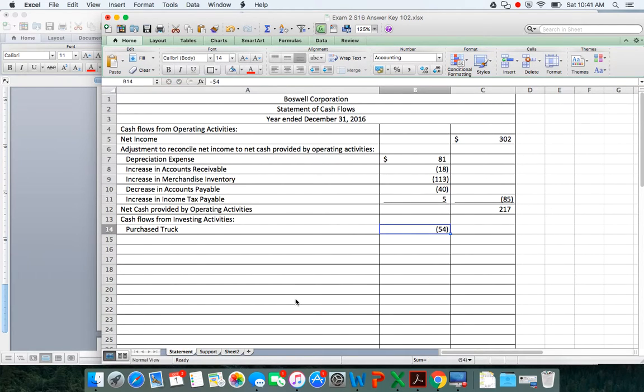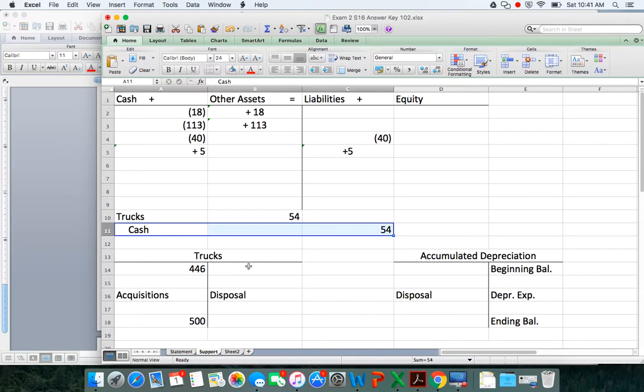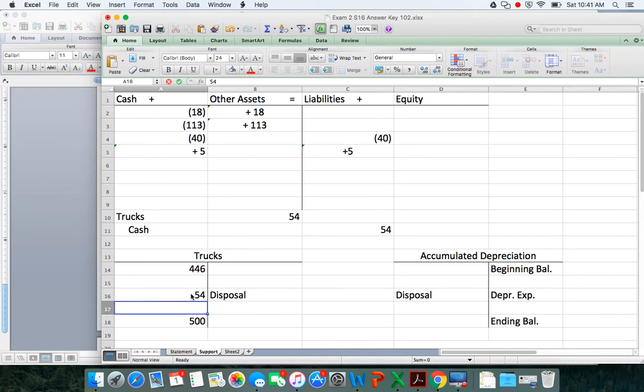So the impact was a negative 54 on my cash. Negative 54. Okay, so now I can just fill in some blanks. I know this truck's account was debited for 54, so I can take that and put it into my acquisitions column. If I look at this account now, 446 plus 54. Let me do some math right here in this cell just to show you that it does equal out. 456 plus 54 equals 500, which matches that ending balance.